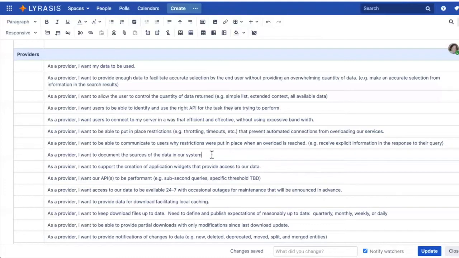Before I take this one out, is this a provider user story that you want to be able to document where the data is coming from that's in your system? Yes, probably yes. In our situation, yes, this could be interesting. Also, to document the source of data. Yes. But is that a requirement for the search API? It seems more like a requirement for the system behind it.